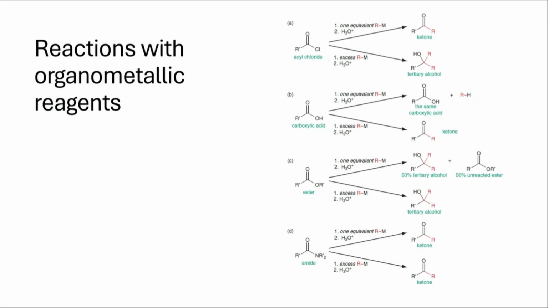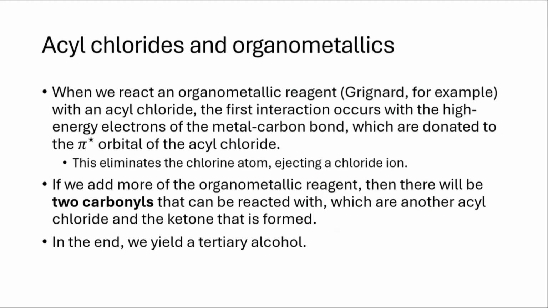So if we use something like one equivalent of an organometallic reagent with the acyl chloride, then if we also do a workup, we get a ketone. But if we add excess, then we'll get a tertiary alcohol. And the reasons for all of this I will go over in a bit. So first I want to focus on acyl chlorides and organometallics. So when we react an organometallic reagent, like Grignard reagents, with an acyl chloride, our first interaction will be the higher energy electrons of the metal-carbon bond, which are then donated to the pi antibonding orbital of the acyl chloride.